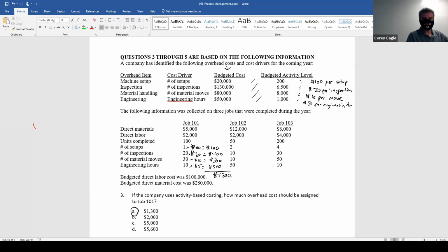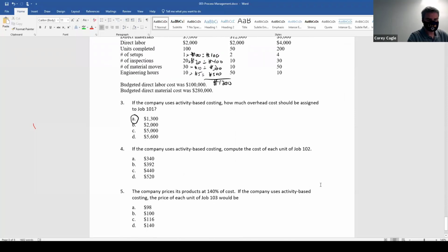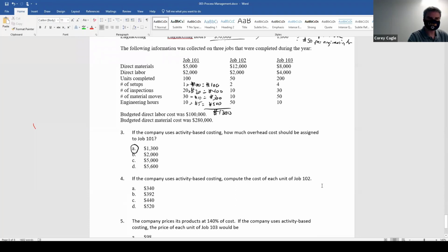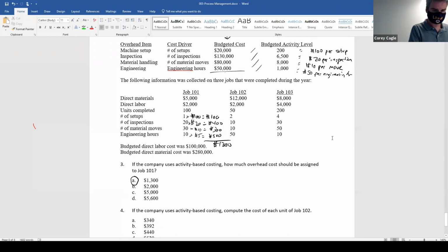The alternative to that would have been just all of this added together divided by total labor hours. Wouldn't have been as accurate, right? And then we could do job 102 and 103, but I think you get the picture, right? Job 102. I don't have the answers because I haven't done these, so I need to just leave them.